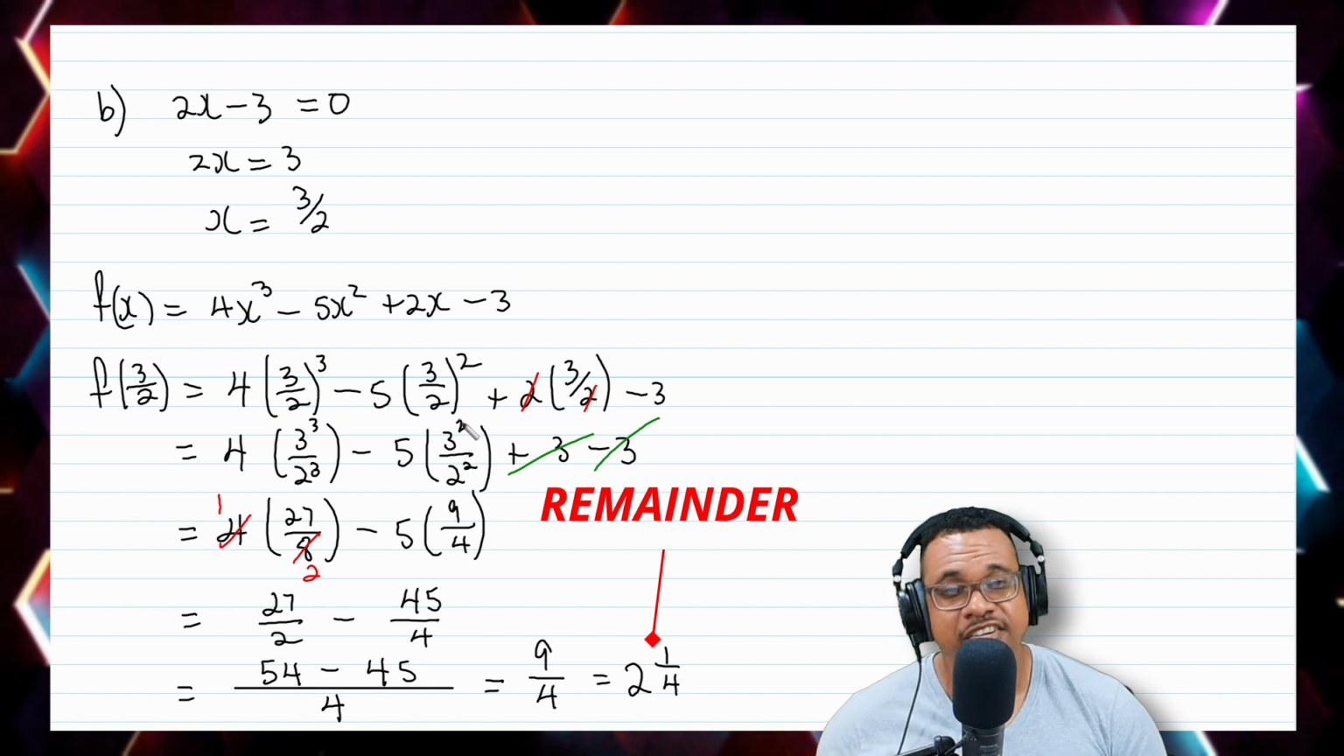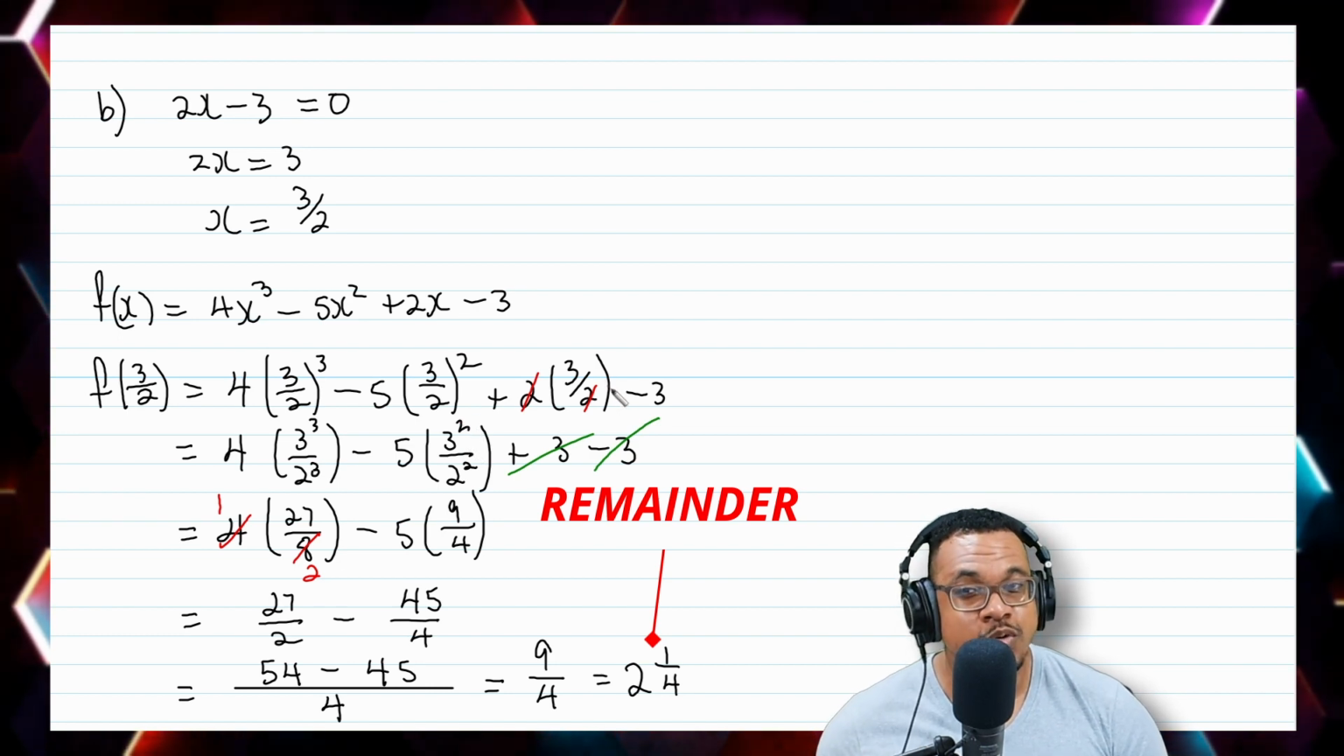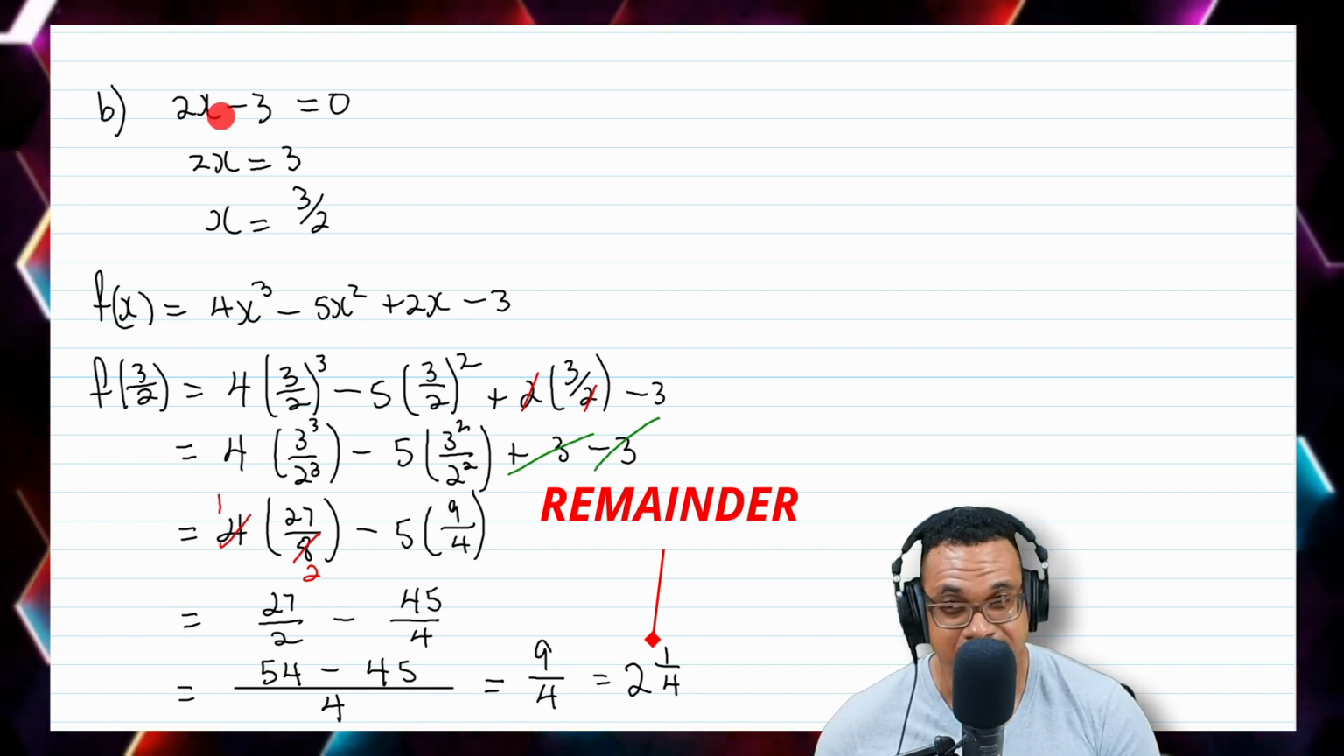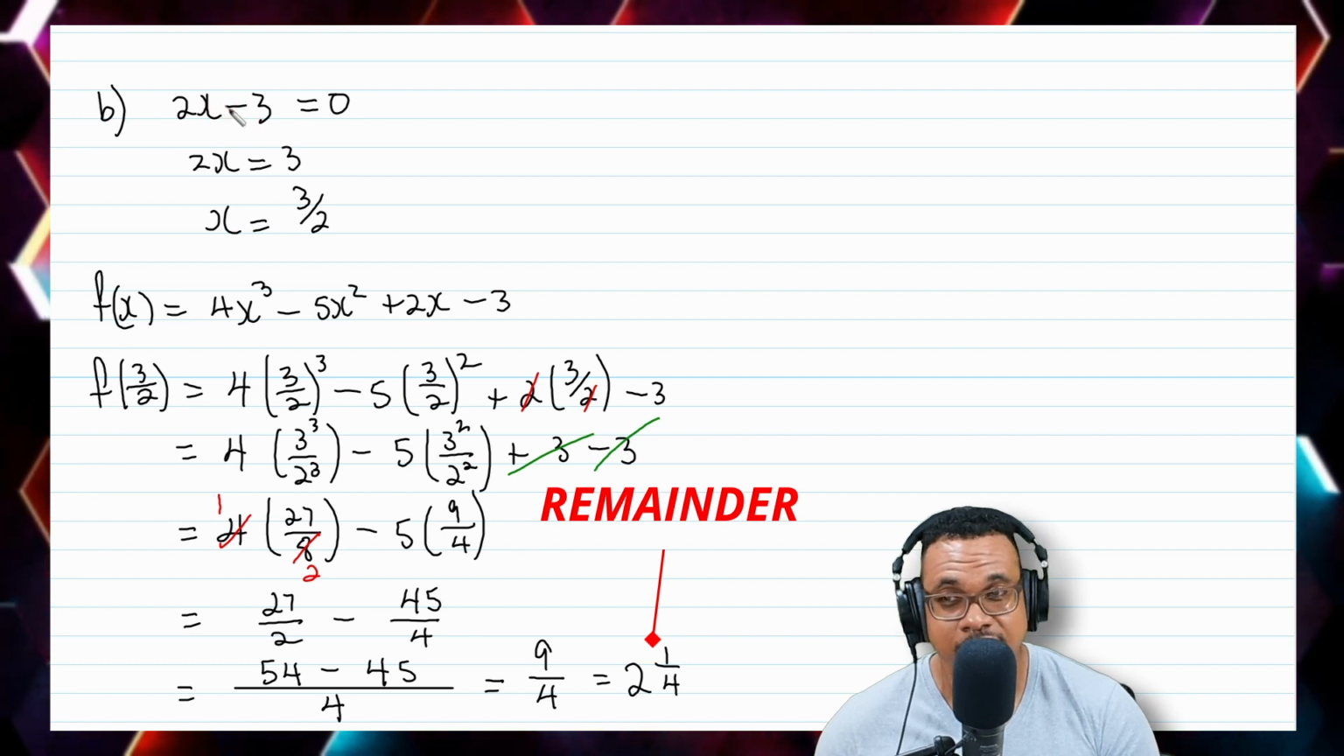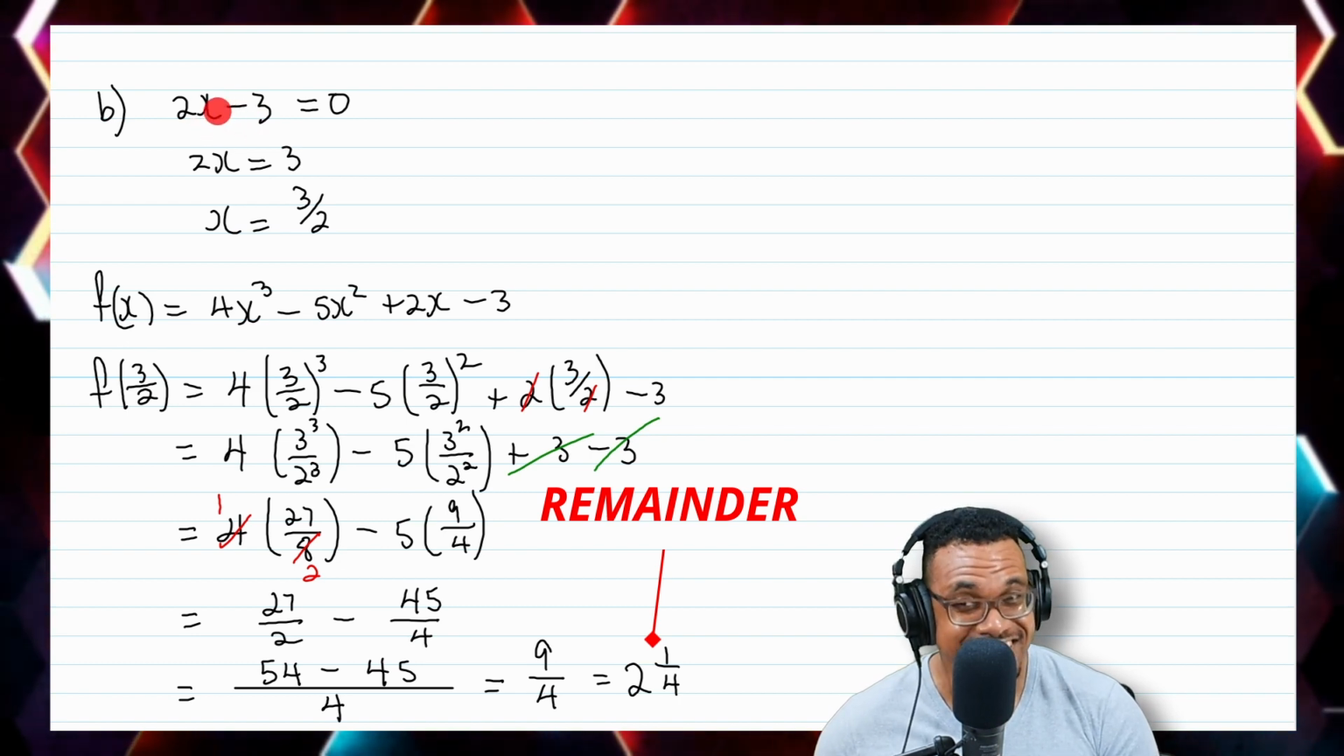So this 2 1/4 would be the remainder when this polynomial is divided by this linear expression. Now notice, in order for the remainder theorem to work, it must always be divided by a linear expression, not a quadratic, not a cubic, not a polynomial, a linear expression.